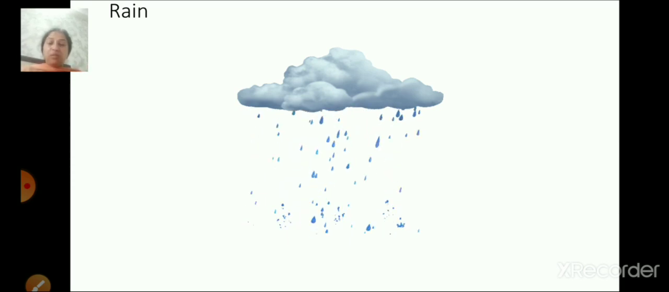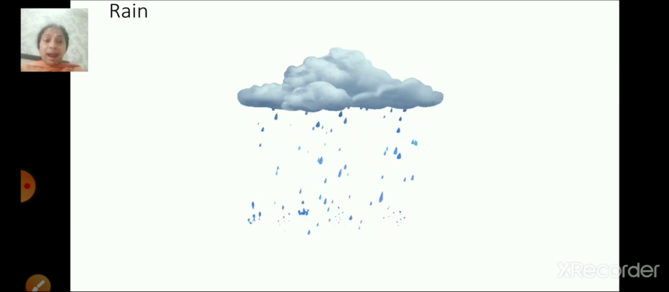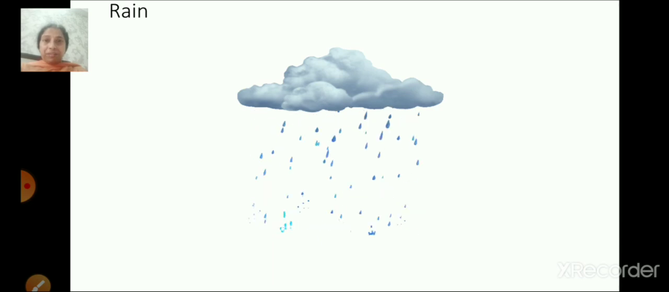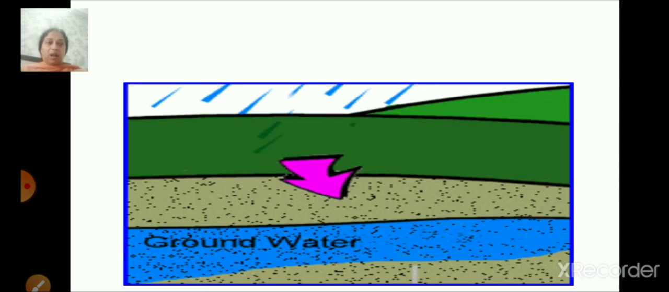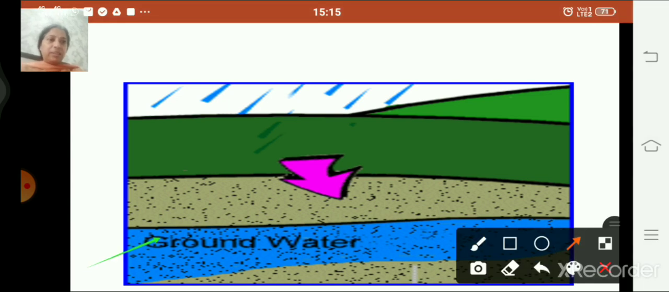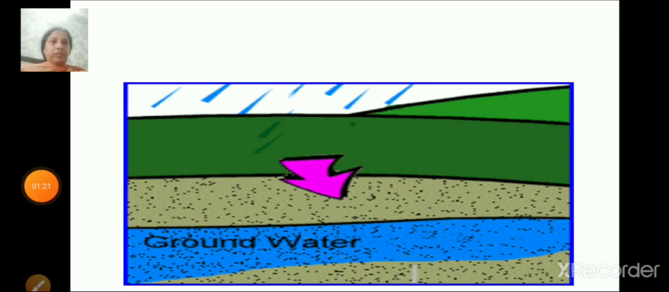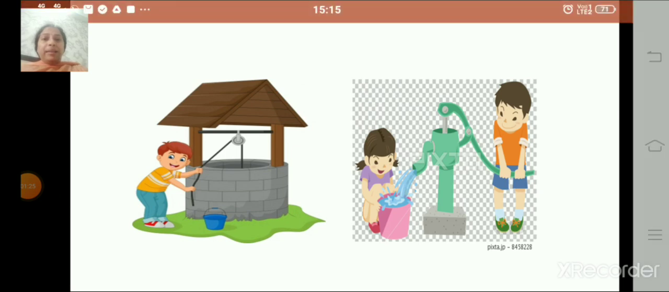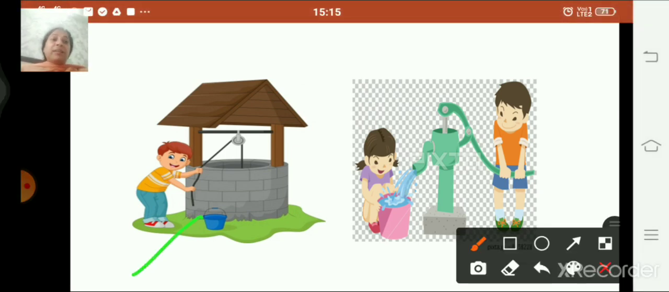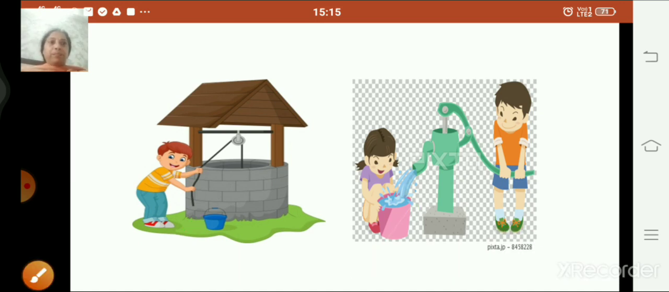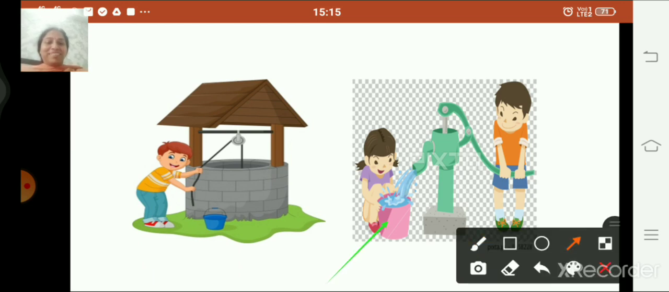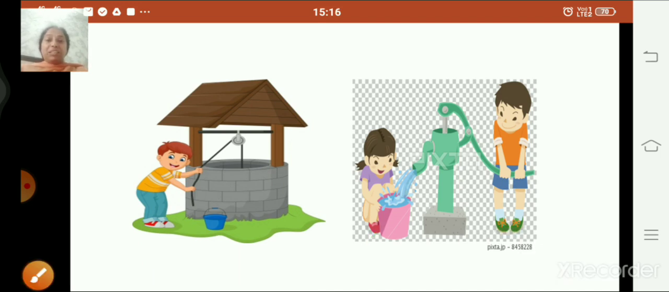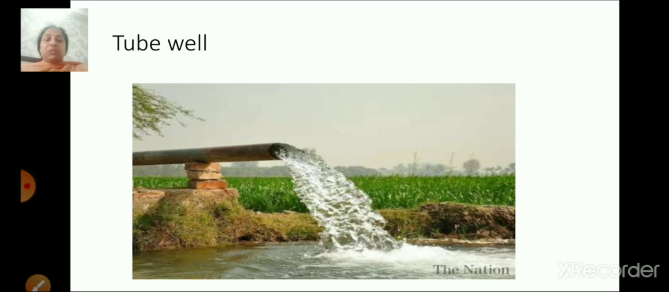So when rain falls to the ground, some of it flows along the land surface to streams, rivers and lakes, and some water from the surface seeps into the ground and it is stored under the ground as underground water. Okay, is it clear, children? Underground water can be used by digging a well, or you can extract the water by using a hand pump. So children, have you ever tried this? It can be used by digging a well or by pumping water from a hand pump and also by tube wells. So children, is that clear, sources of water?